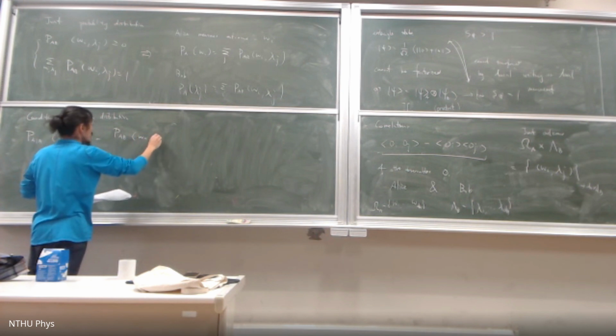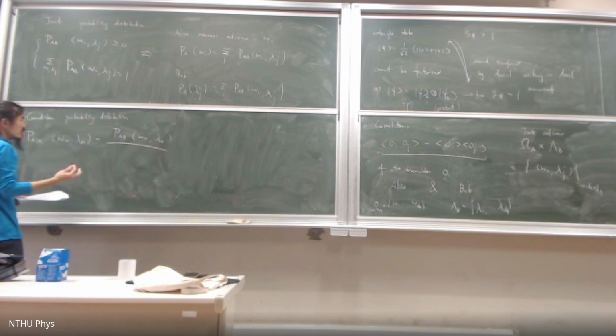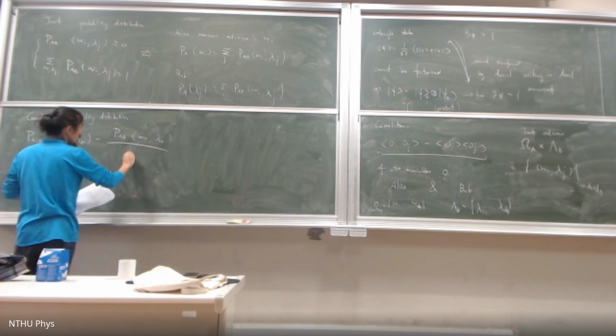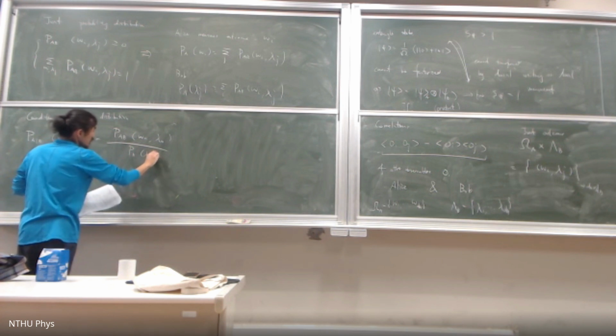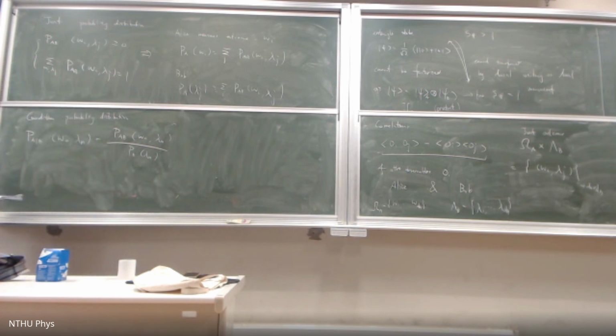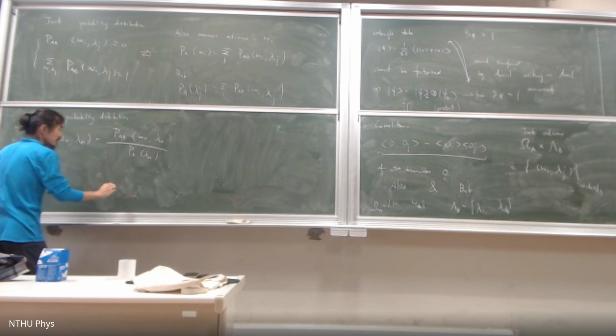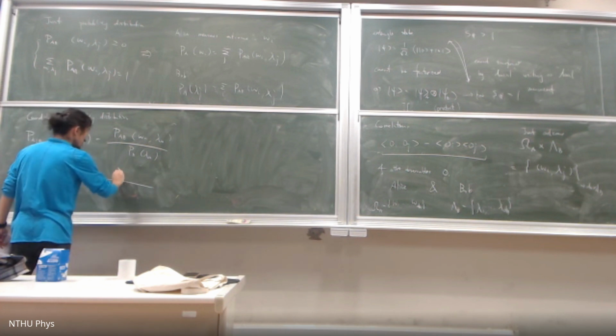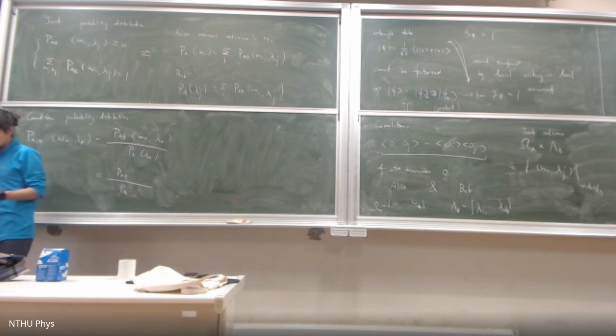It's a joint probability distribution, but I need to divide by all the possibilities of B individually measured lambda n, right? So this is the joint divided by this one. So I can define it the other way around. And this is nothing but the same thing. This is not true.